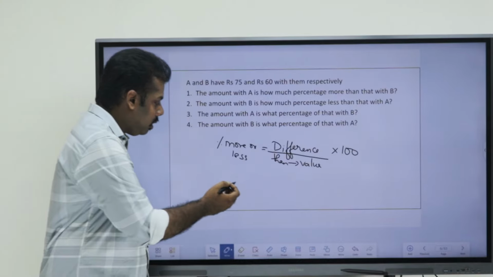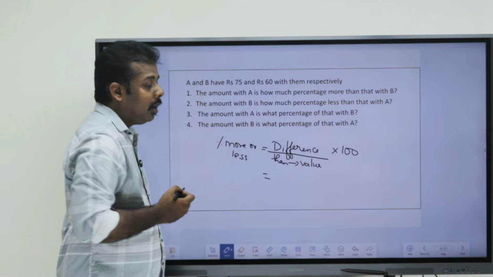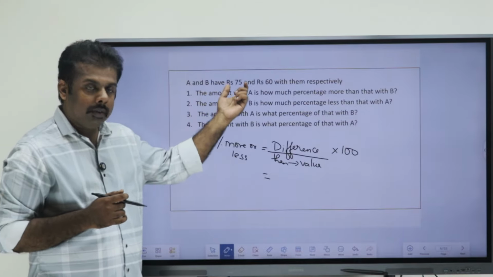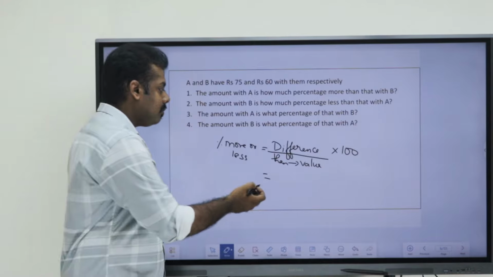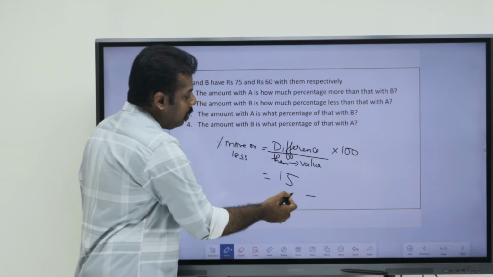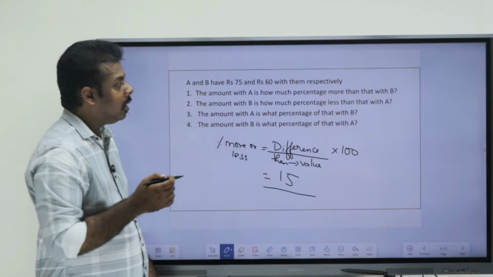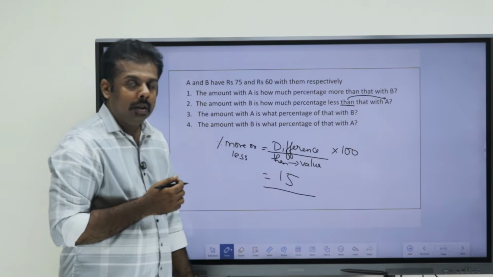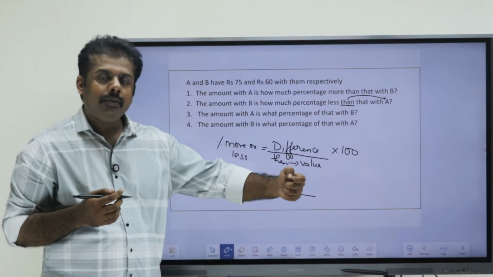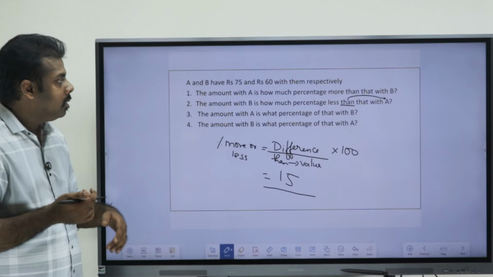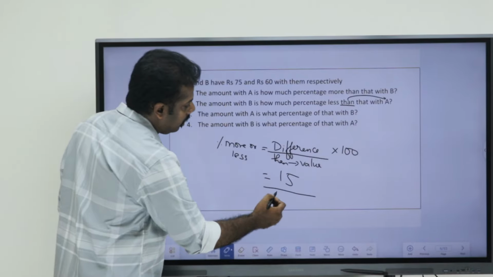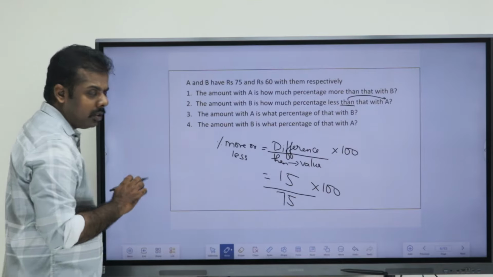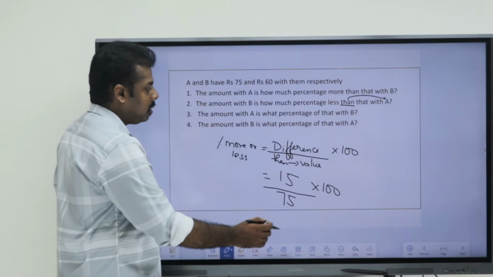So, what did we study in the first question? Take the difference in the numerator part. So the difference will give us what? 75 minus 60 gives us 15. Now, the value which is said after "than" here is A. So you have to take the value of A in the denominator here. The value of A is what here? 75 into 100.